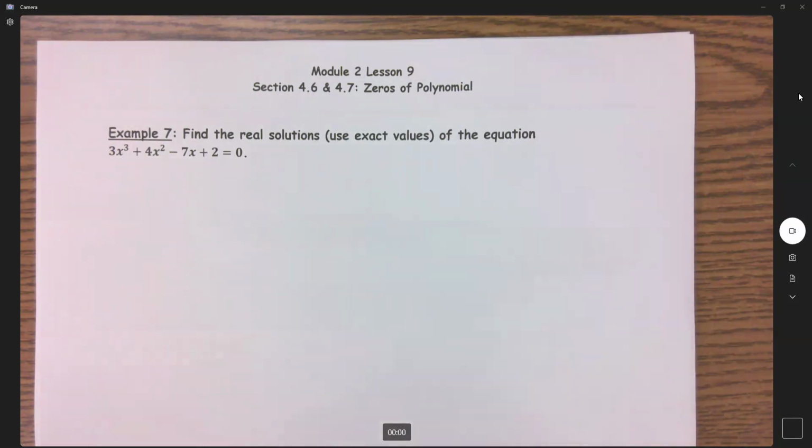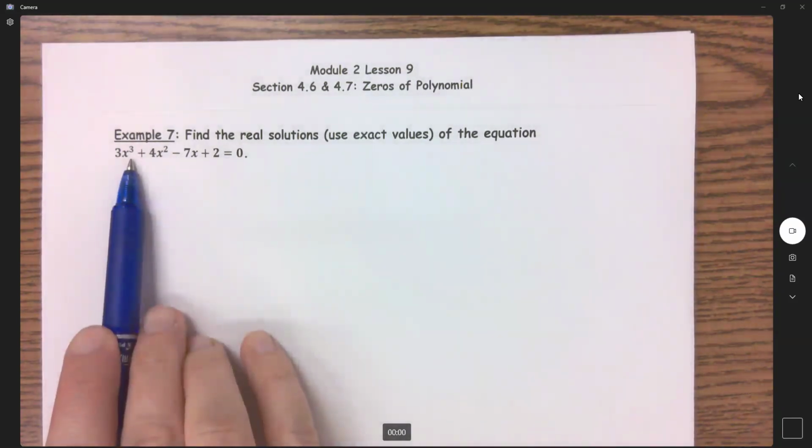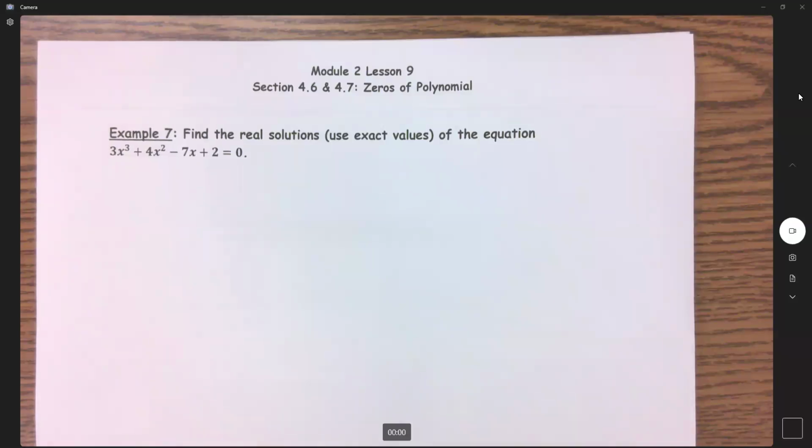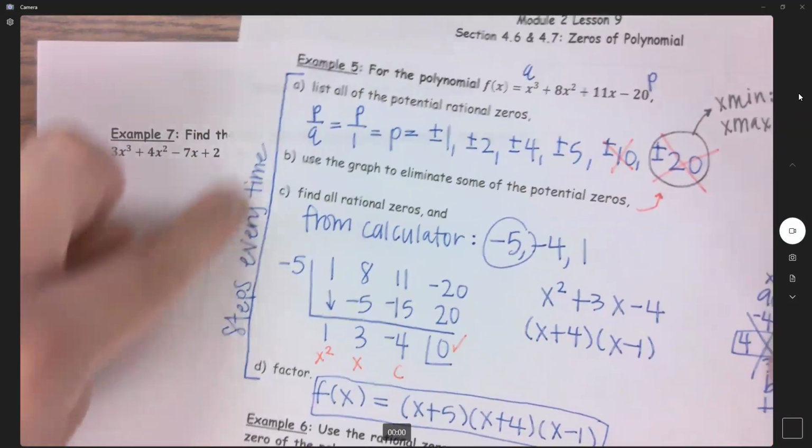Find the solutions. Now, how many solutions should we be searching for? Because this is an x cubed, I should have 3 solutions here. Okay, I'm looking for a sheet. Here it is. Even though it does not walk me through the process, I am using these steps here.